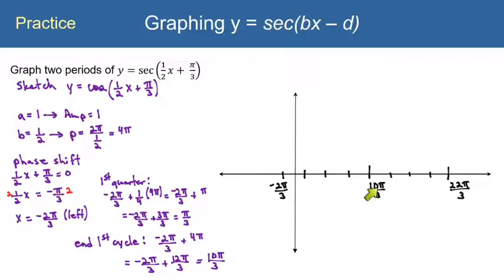Okay, now what I've done is I took my 10 pi over 3 and I added another 12 pi over 3 to get this 22 pi over 3. I just didn't have room to write it down. And then for our vertical axis, we said amplitude is 1.